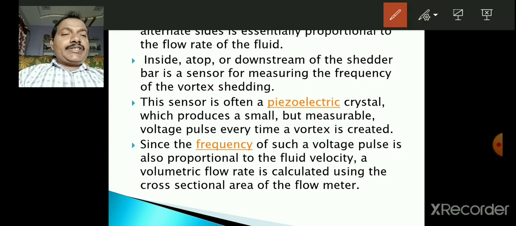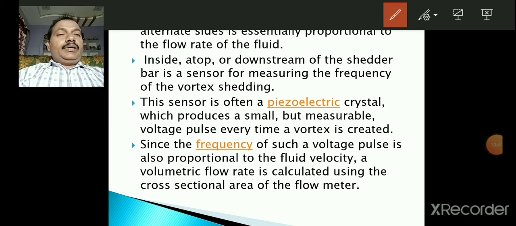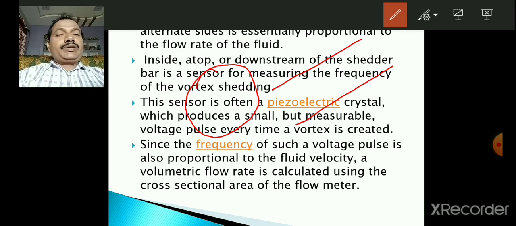Since the frequency of such a voltage pulse is also proportional to the fluid velocity, a volumetric flow rate is calculated using the cross sectional area of the flow meter. That is, this is the pipe. We have to take the cross sectional area of the pipe like this. This is the cross sectional area. So by considering the cross sectional area, we can measure the volumetric flow rate of the fluid, Qv.